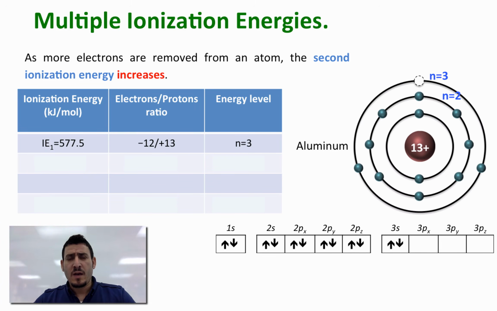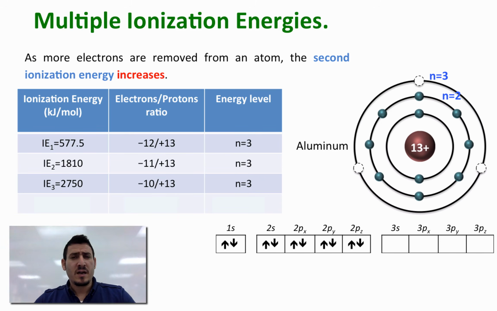Since this electron is removed, the ratio between electrons and protons will be 12 to 13. Now when we remove a second electron from the same energy level, we notice that the ionization energy increases, and it's almost 3 times, 1810. This is due to the fact that the nuclear charge is attracting the electrons more strongly, since now 13 protons are attracting 12 electrons. If we remove a third electron, the ionization energy is 2750 kilojoules per mole. This is again due to the decrease in the ratio of electrons to protons.